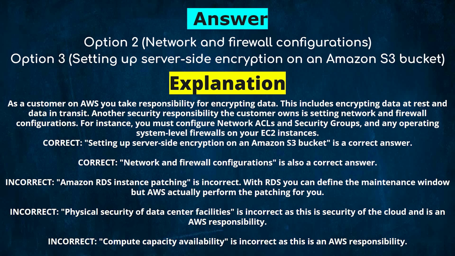Setting up server-side encryption on an Amazon S3 bucket is the correct answer. Network and firewall configurations is also a correct answer. Amazon RDS instance patching is incorrect. With RDS, you can define the maintenance window, but AWS actually performs the patching for you. Physical security of data center facilities is incorrect, as this is security of the cloud and is an AWS responsibility. Compute capacity availability is incorrect, as this is an AWS responsibility.